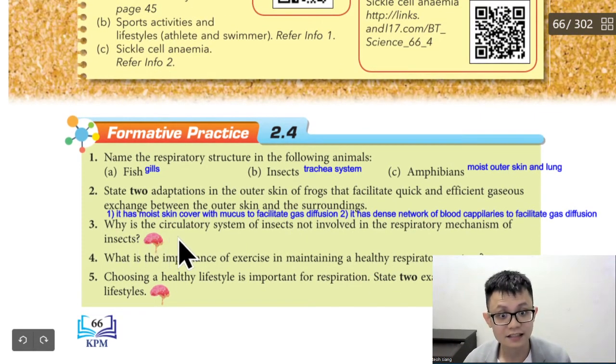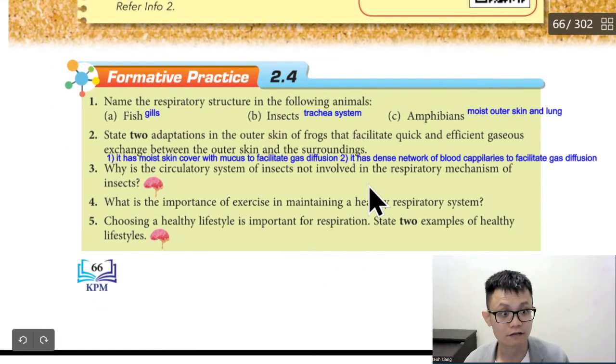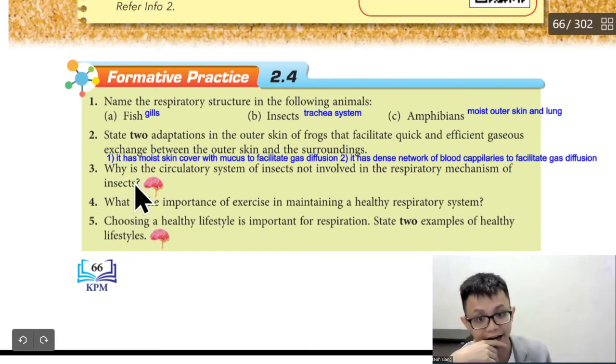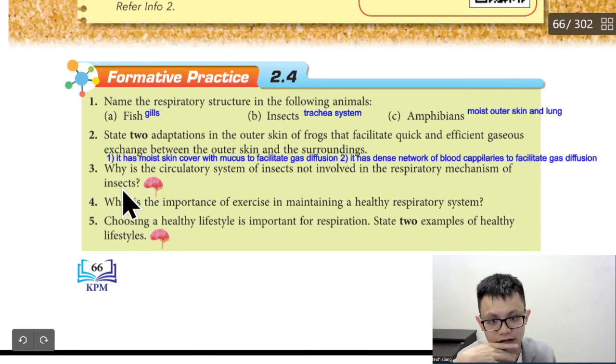Why is the circulatory system of insect not involved in the respiratory mechanism of insect? Again, let's read the question again. This one needs more brain, more difficult, is it? Why is the circulatory system of insect not involved in the respiratory mechanism of insect?